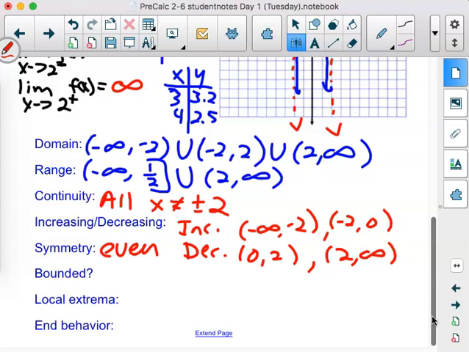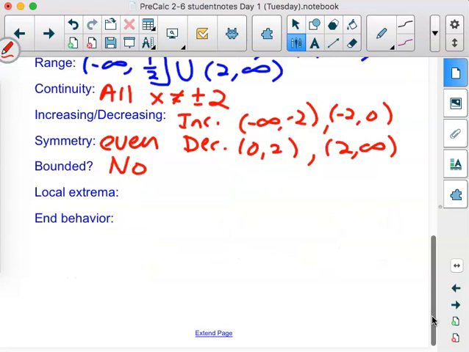No. Right, it's going up and down forever. So that's a no. Local extrema. Oh yeah, we had to use Blinky for that. We did find a maximum. We found a local max of 1/2 at x equals 0. That was important. We had to know where is that highest y value to talk about our range earlier.